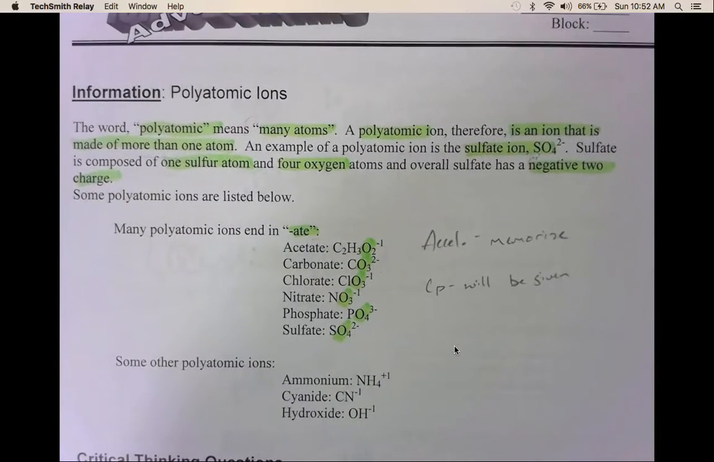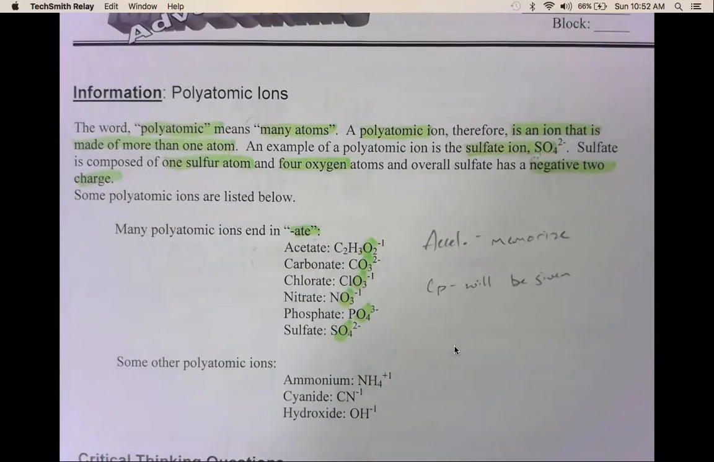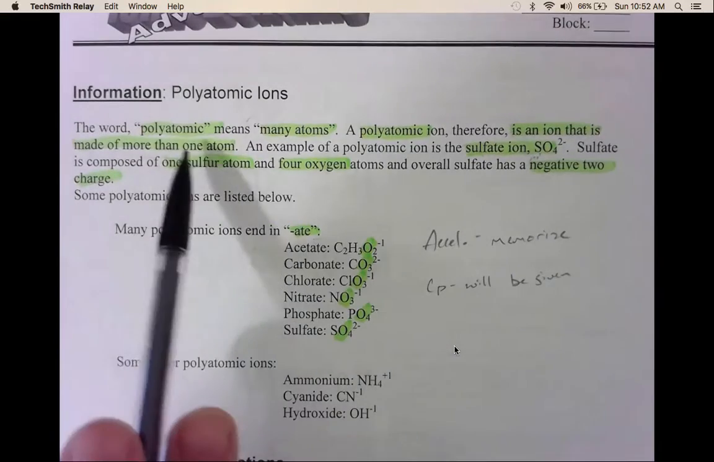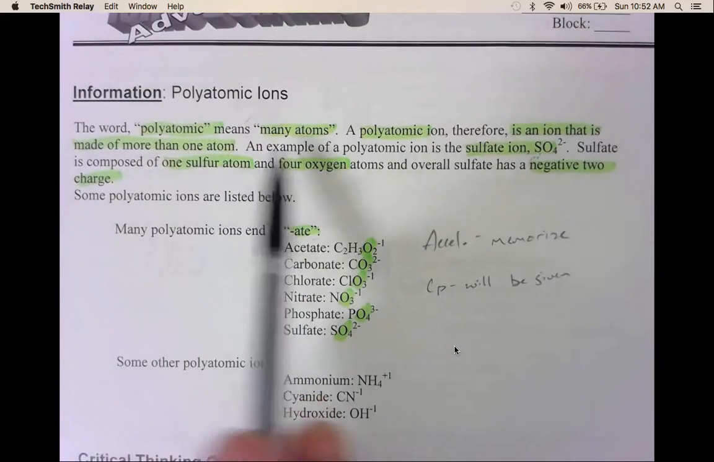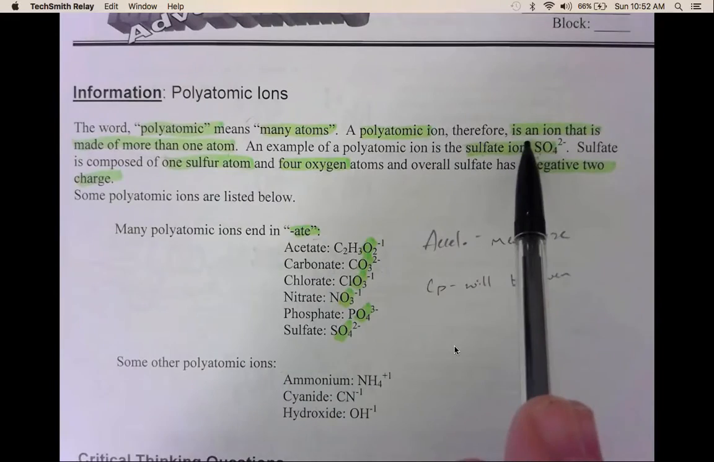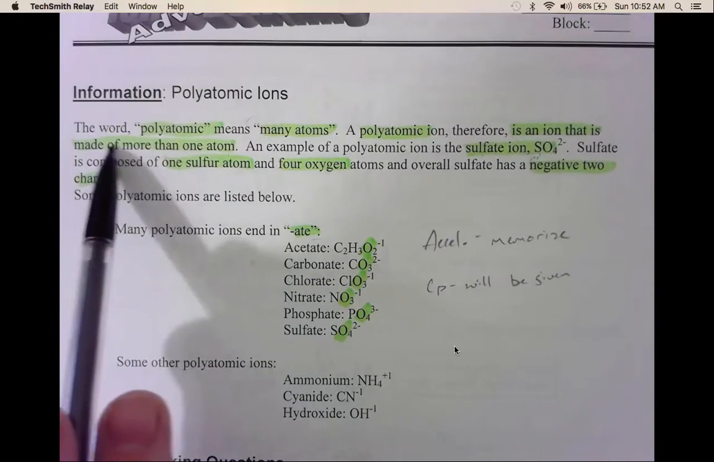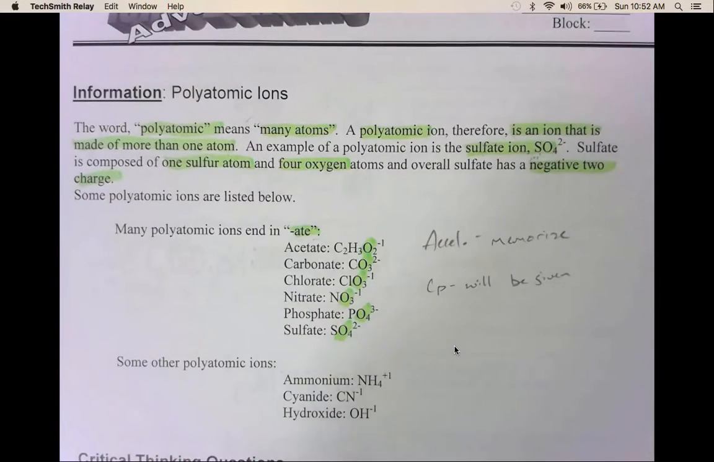So the new trick, or what was being introduced, is a polyatomic ion. Polyatomic means many atoms. Therefore, a polyatomic ion is an ion that is made out of more than one atom. You should write that down on your definition sheet right now.